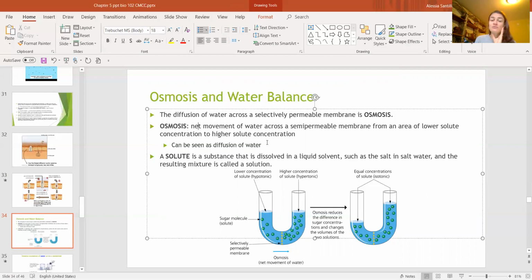Osmosis is the net movement of water across a semi-permeable membrane from an area of lower solute concentration to an area of high solute concentration, right? And diffusion said it goes from high to low. And now osmosis is saying, wait, we're going from low to high? Correct. We're doing that, but it's actually the same thing as diffusion. So I want you to kind of look at it this way.